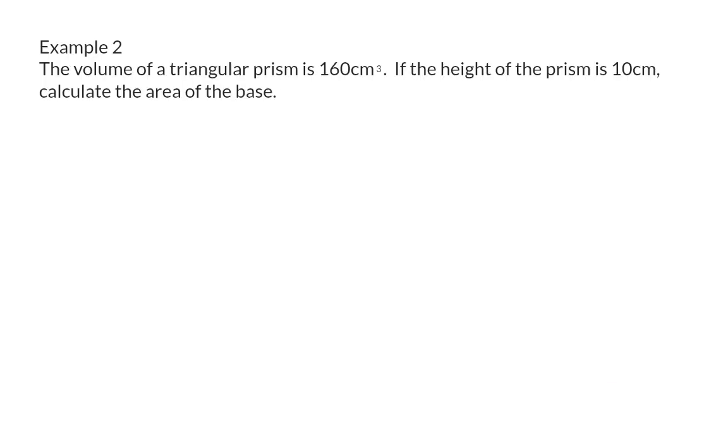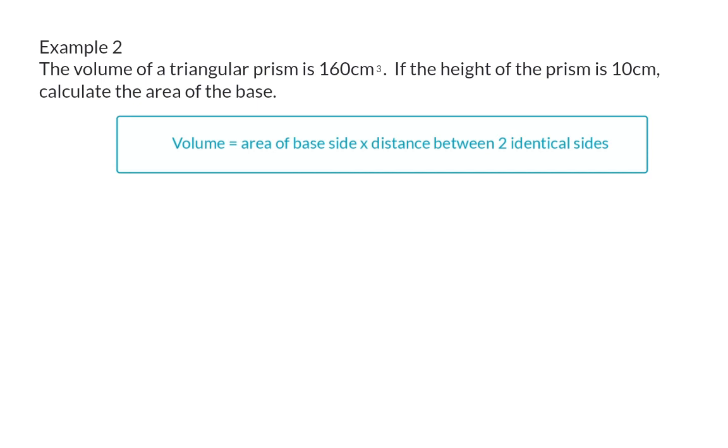Example 2. The volume of a triangular prism is 160 centimeters cubed. If the height of the prism is 10 centimeters, calculate the area of the base. Usually, we calculate the area of the base and then multiply that with the distance between the two identical sides, or the height, to calculate the volume. But this time, the volume was given in the information. This time, the area of the base is left out, which means that is what we now need to determine.